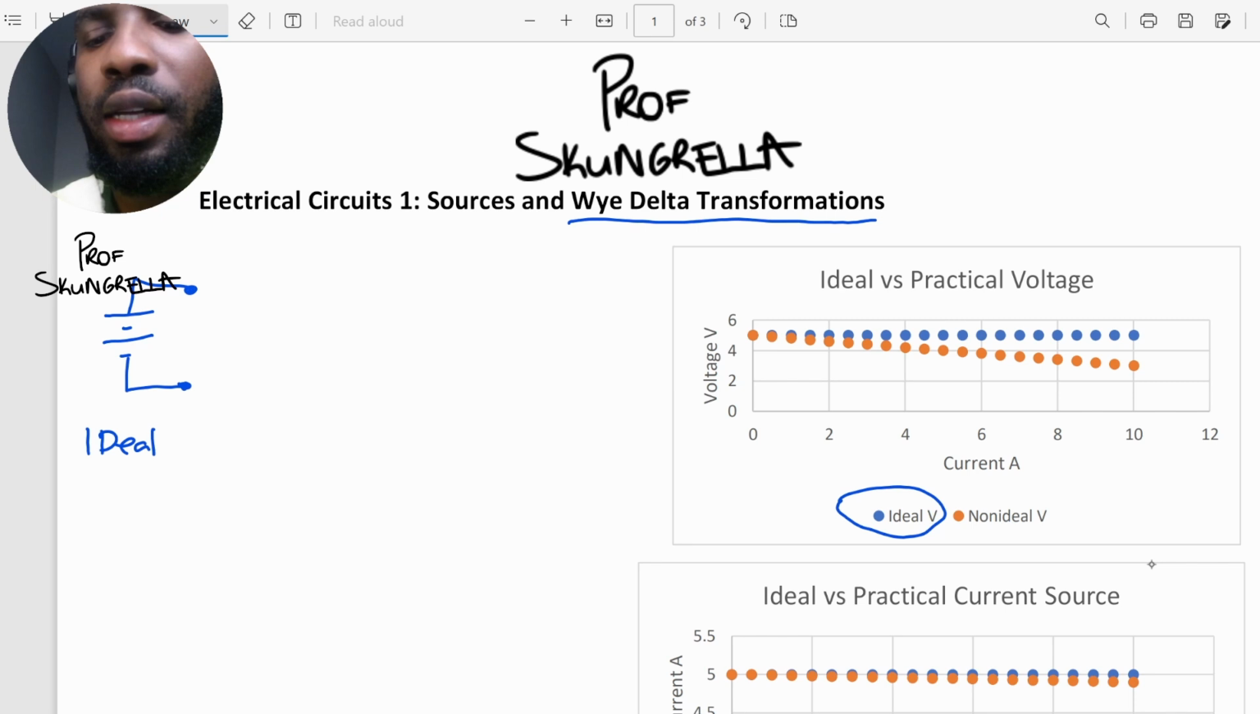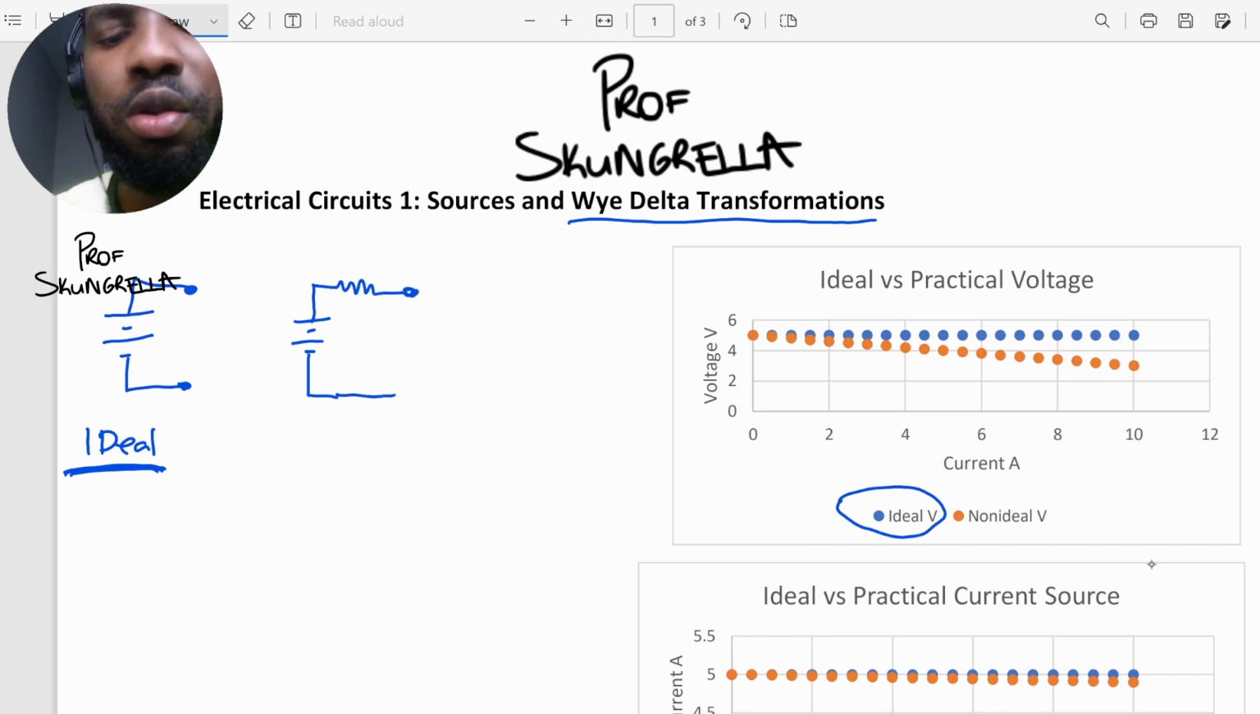This represents an ideal source. It says that it doesn't matter how much current is coming out, the voltage is always going to stay the same for this source. There is no internal source resistance. Okay, this is the perfect source that we like to start using to analyze circuits, but in the real world, there is actually a resistance inside of our source. We call that the internal resistance.